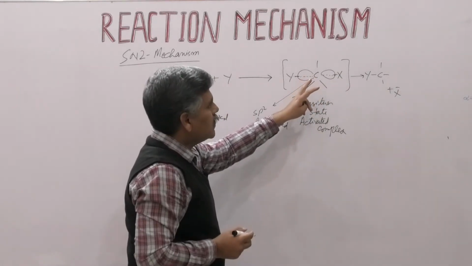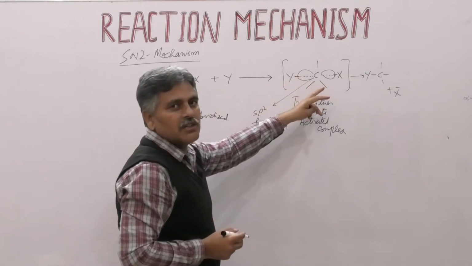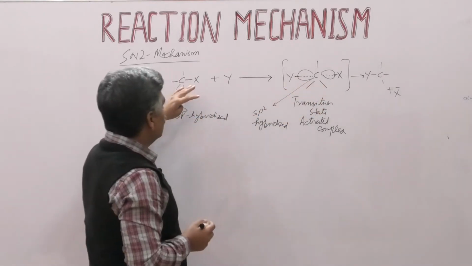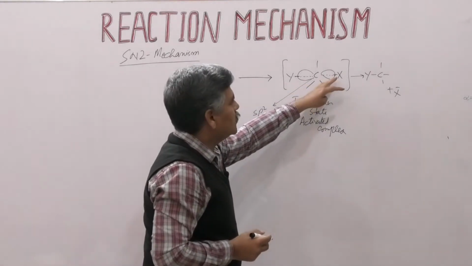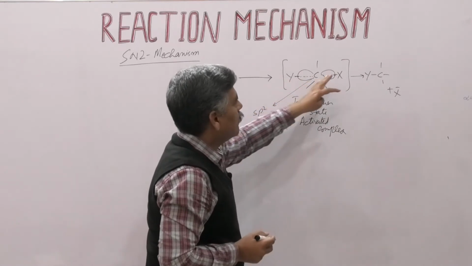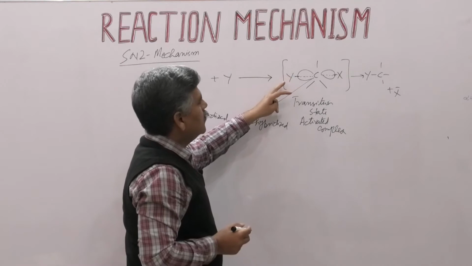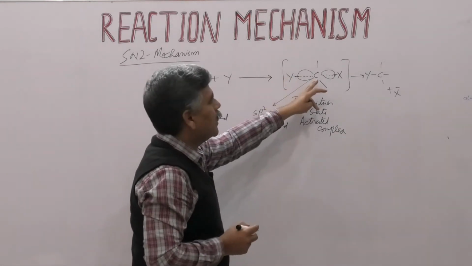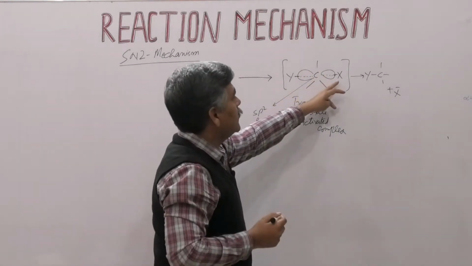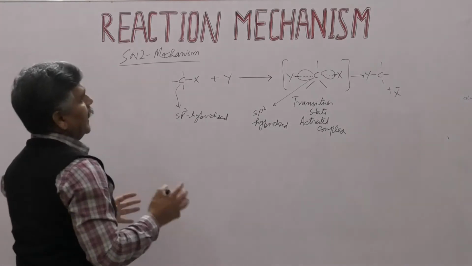This situation actually proves that front side attack is impossible, because on the front side X is not present. That is why the chance for Y to attack from the front side is not possible. So the one situation which is possible in this case is that Y must approach this carbon from the opposite side of X, and here we have the product and X negative.